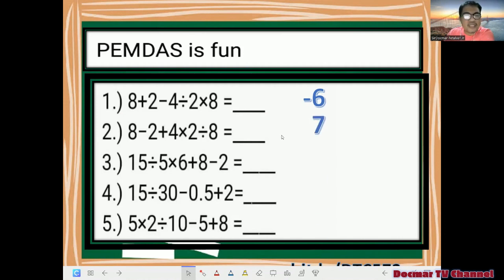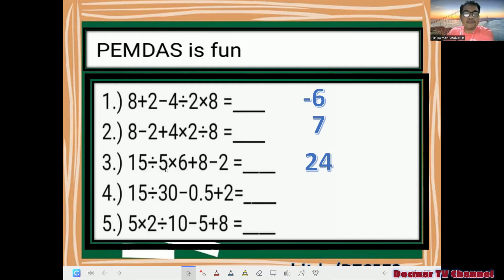Okay, another one. Here we notice the multiplication operation. So we have 4 times 2 is 8, divided by 8 is 1. Then 8 minus 2 is 6, plus 1 is 7. Okay? So ibig sabihin ay uunahin natin i-multiply then divide. That's the order of operation. The next one is number 3. So division is the first operation, then multiplication, addition, and subtraction.